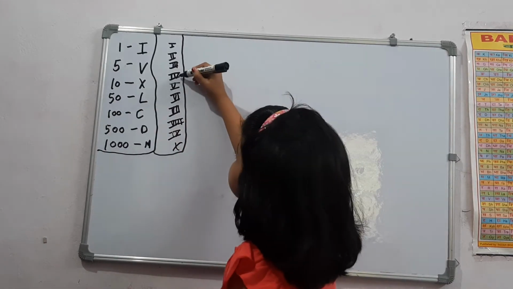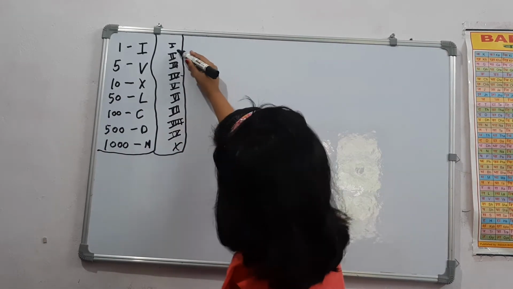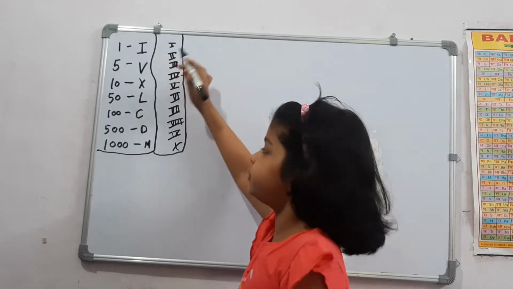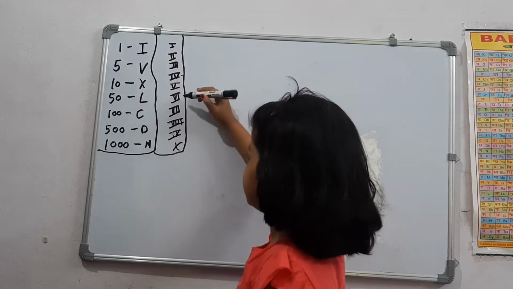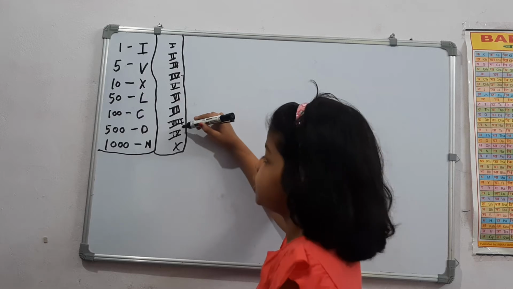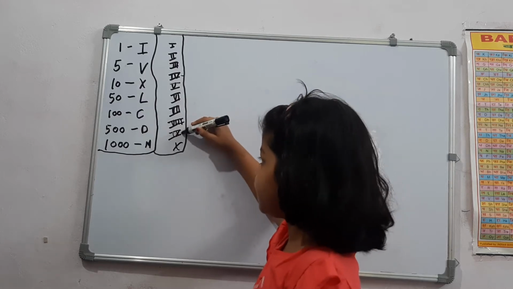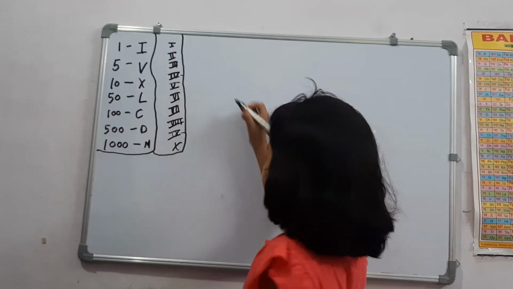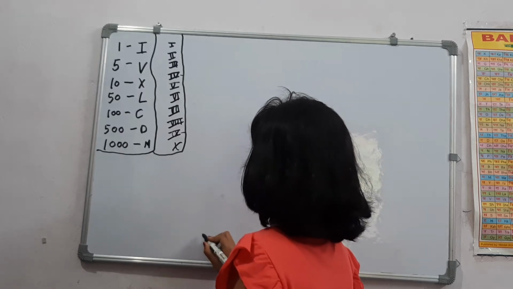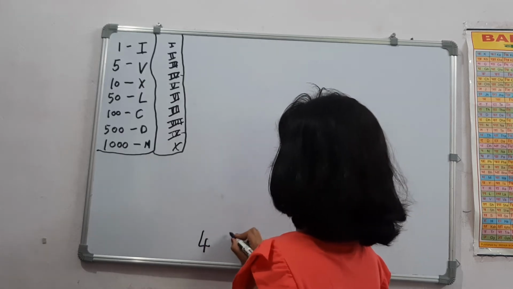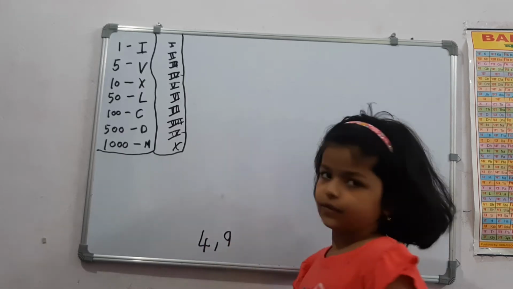See, for this 4, the line is the same, only one is added. Then 5, we know. So it continues like this, but 1 is added. Down here, 4 and 9 are written in a slightly different way.